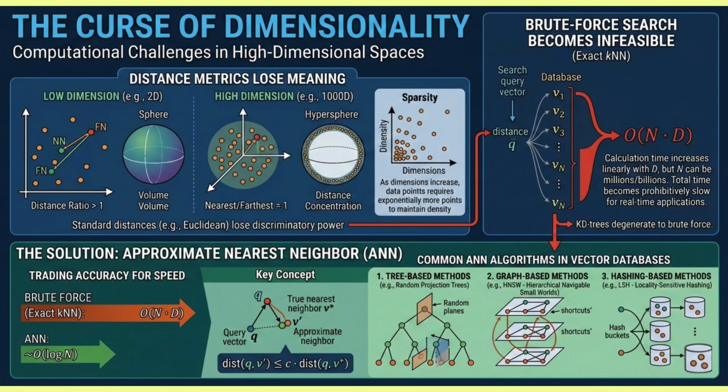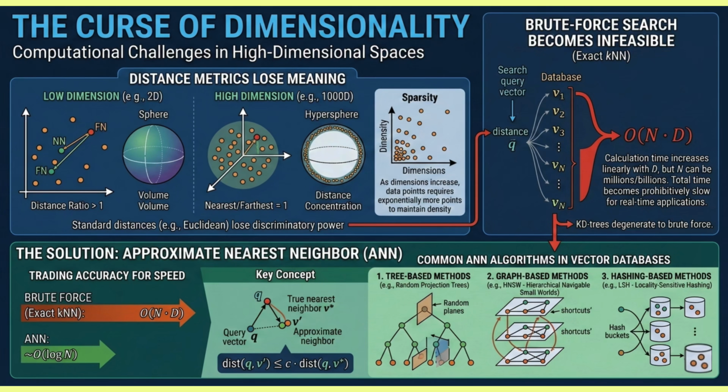Then we have graph-based methods. This is one of the most effective and popular methods. It builds a multi-layer graph structure where the bottom layer contains all data points and upper layers contain sparser shortcuts. Search starts at a high layer and rapidly traverses to the neighborhood in a lower layer. This is highly efficient and offers an excellent speed-accuracy trade-off.